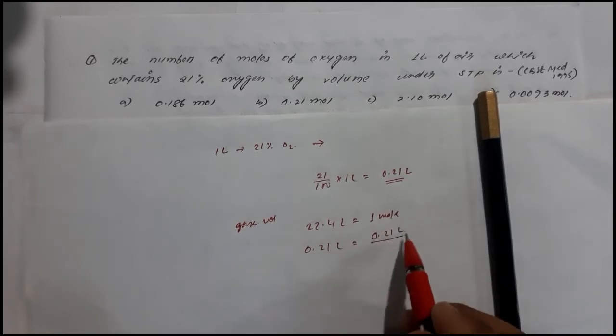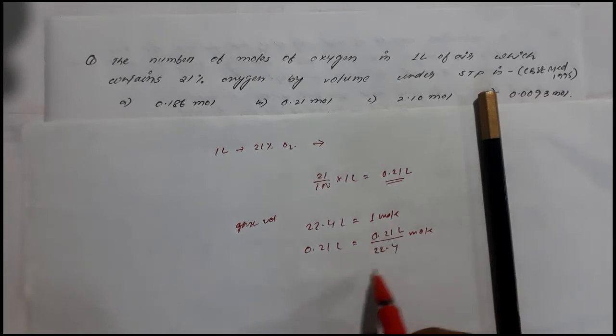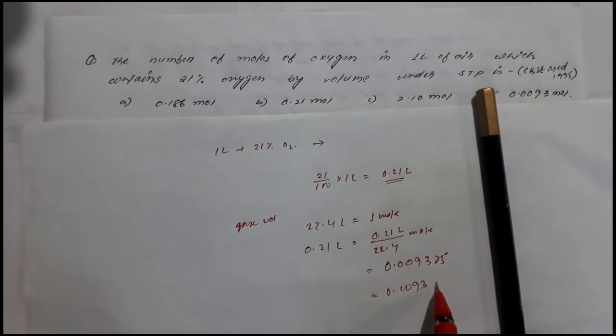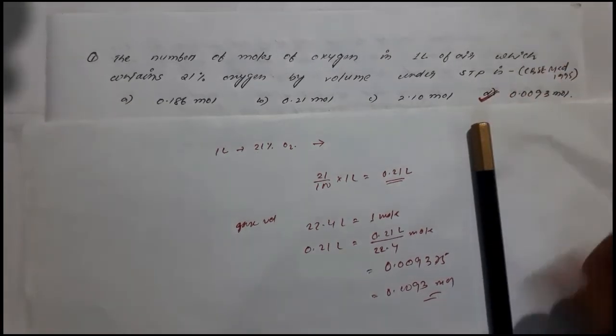0.21 liter divided by 22.4, so this mole. When we divide it, it comes out as 0.009375, something like that. As the answer is 0.0093, we can consider it as this mole. So option D will be your correct answer.